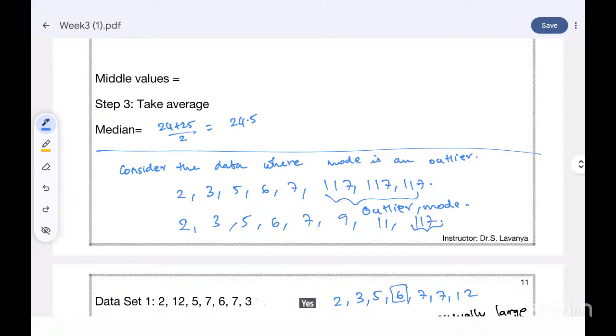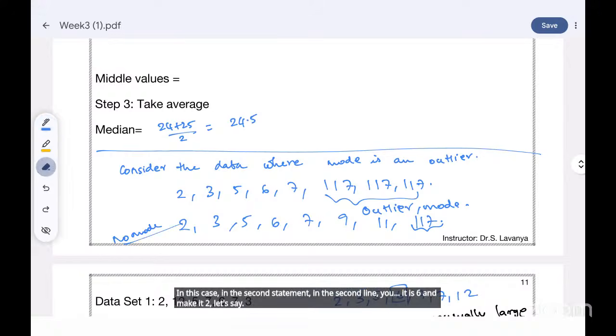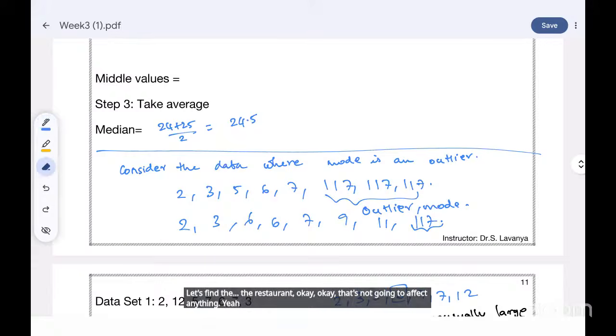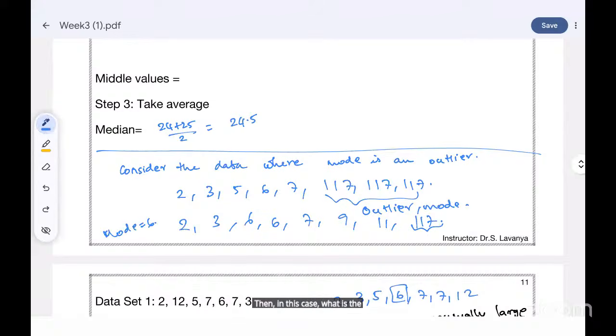And here the mode, in the second line, you erase 6 and make it 2, let's say. That's not going to affect anything. Then in this case, what is the mode? 6. So here the outlier is 117, but the mode is 6. So it is least affected.